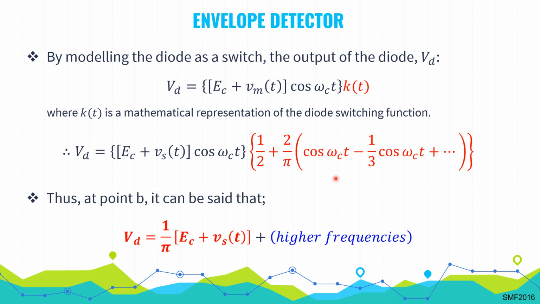At point B, the voltage can be simplified to V sub D is equal to 1 over pi times the sum of E sub C plus V sub S of t plus higher frequencies. The higher frequencies are filtered out by the RC low-pass filter, leaving behind the original information signal.